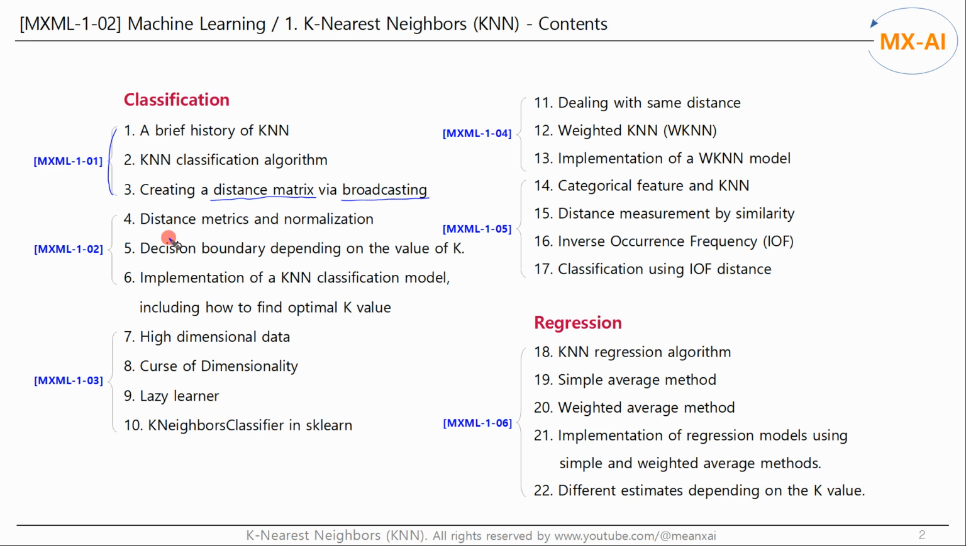In this video, we will look at the types of distances and data normalization. Also, let's look at the optimal k-value and decision boundary. And let's write code that determines the optimal k-value and performs KNN classification.